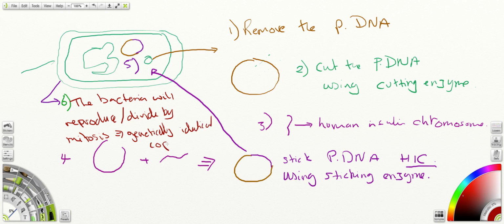And so what that means is that you're going to have loads and loads of human insulin being produced. And so that's really good, isn't it? Because that's what you want for these diabetic patients. So human insulin being produced, quite a lot of it.